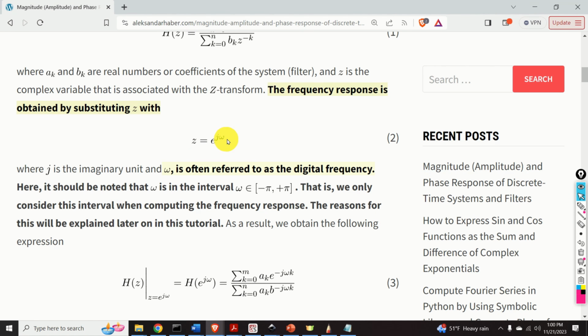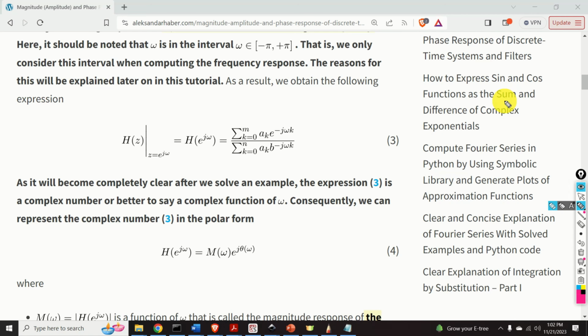Here you need to keep in mind that omega is not the classical frequency that you are used to working with when analyzing continuous time systems. This is the digital frequency, and omega is in the interval from minus pi until pi. That is, omega is in this interval, and you should always keep this in mind. The reasons for this will be explained later on in this tutorial. Next, by substituting z with e to the power j omega in the previous expression, we obtain this expression.